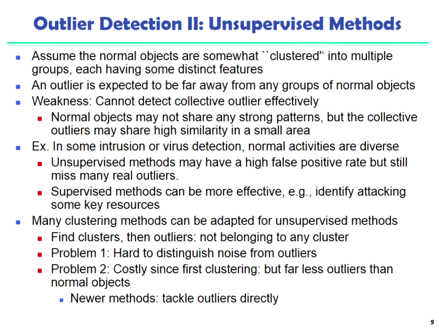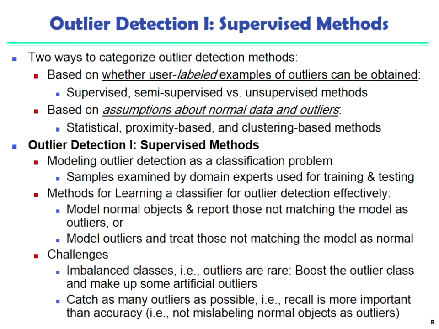Good. After that, the second manner is the unsupervised method. How can we detect an outlier using unsupervised methods? Clustering, yes. We assume the normal objects are somewhat clustered into multiple groups, each having some distinct features. Very good. After that, semi-supervised methods.